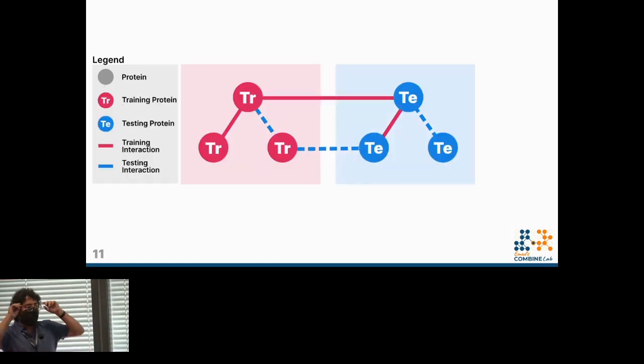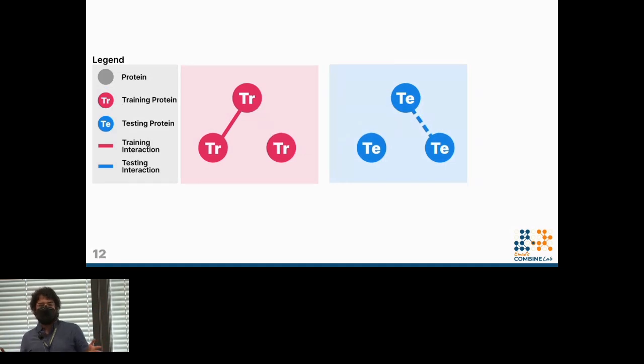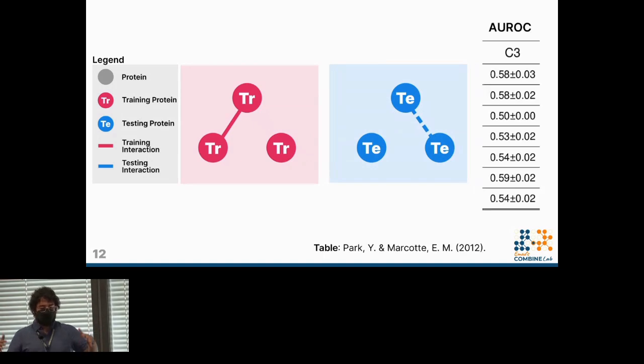But they went forward and said, okay, what happens if you call some of these proteins training proteins and some of these proteins testing proteins, and then you eliminate all the interactions between the proteins that go between the types, so only training and training, and testing and testing. And what you find is that these methods that did so wonderfully, all of a sudden their AUROC falls to basically random.